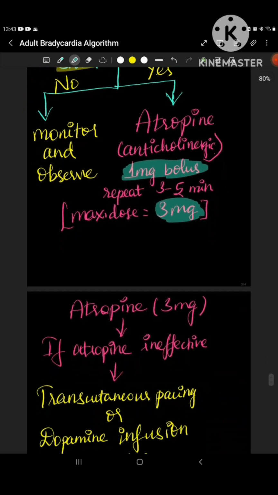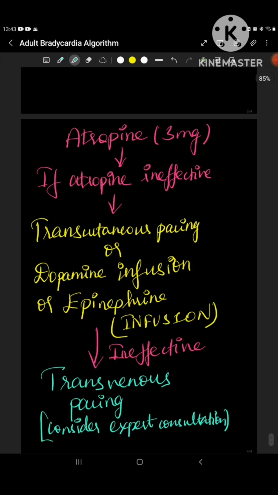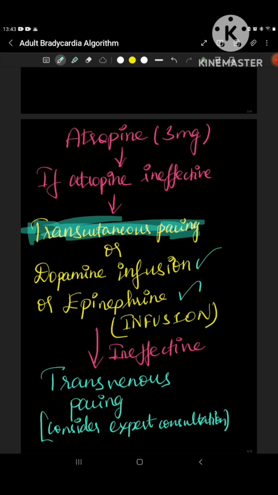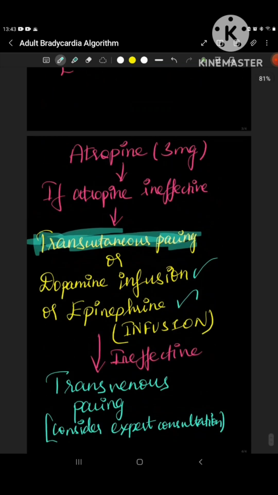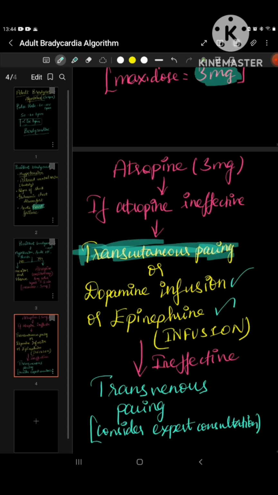Next, if even after atropine the patient doesn't recover, if it is ineffective, we go for transcutaneous pacing. Or if transcutaneous pacing is not available in your center, you can go for dopamine infusion, or epinephrine infusion. Then, at the last, if that is also ineffective, you can go for transvenous pacing. So these are the things.